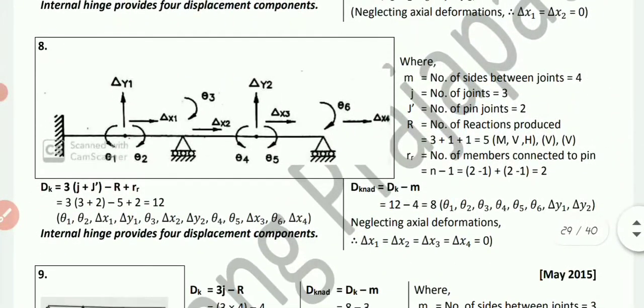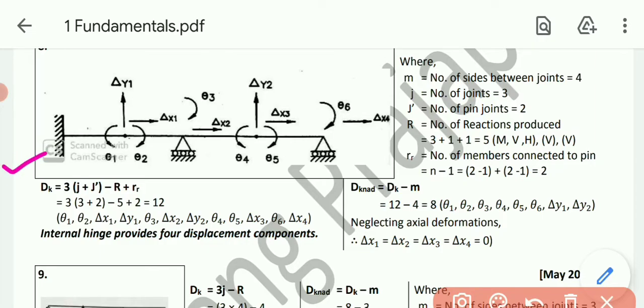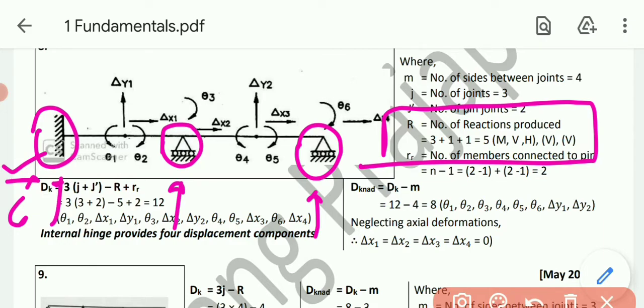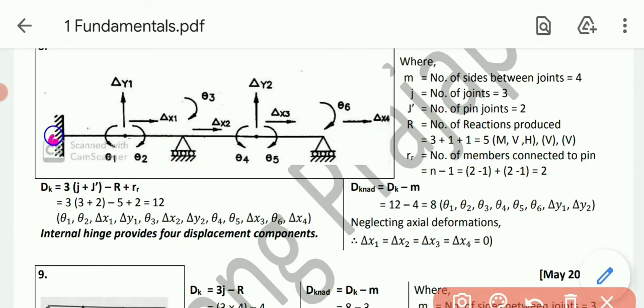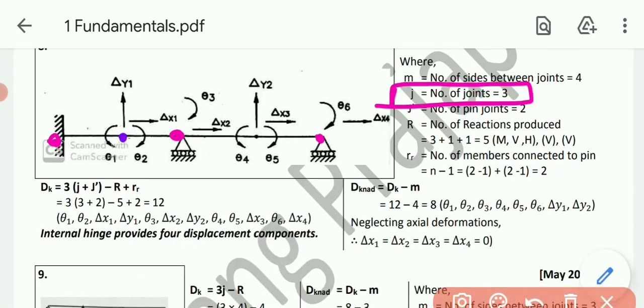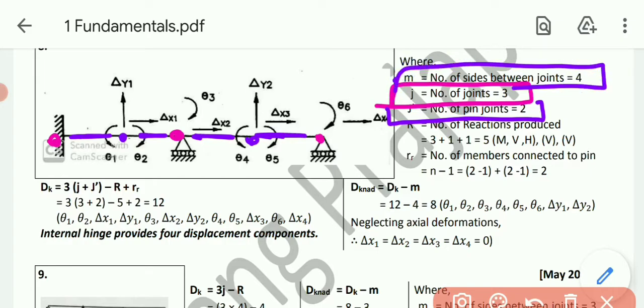Example number 8. A similar kind of example is given to us. See, fixed support, so 1, 2, 3. Roller support 1, roller support 1. So 3 plus 1 plus 1, capital R is, we can say, 5. Now joint 1, 2, no, this one is not a joint, this one is a joint. 3, number of joints, that is 3. Then J dash, number of pin joints, that is 1, 2, that is J dash. M, number of sides between the joints, 1, 2, 3, 4, that is M.